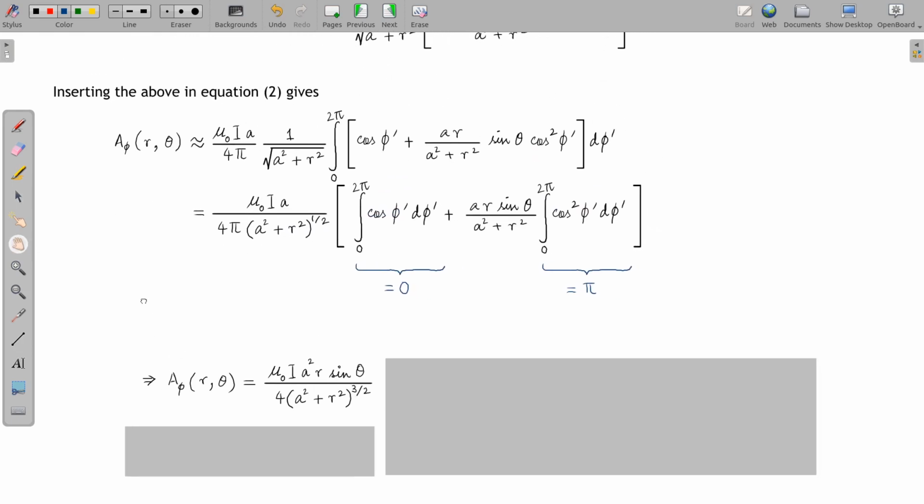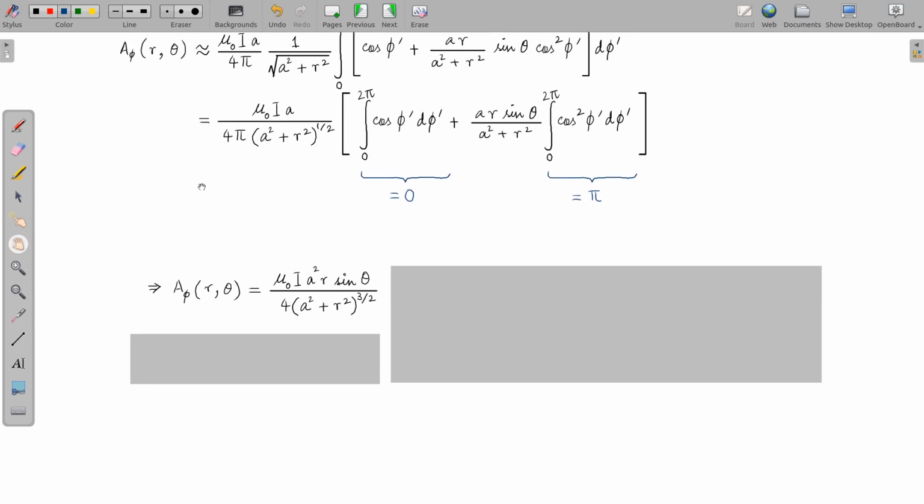Okay, so we get everything together. So mu naught I a, and there is an a here, mu naught I, so there's an a here and there's an a here, so we'll get a square, then r, there's an r here, sine theta, so we have sine theta, and in the denominator we have 4 into pi. Of course that pi and whatever pi we get here, that pi will get cancelled. a square plus r square to the power 3 by 2. So that's your A phi.